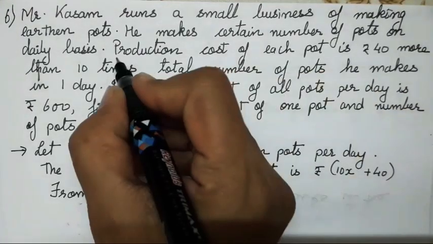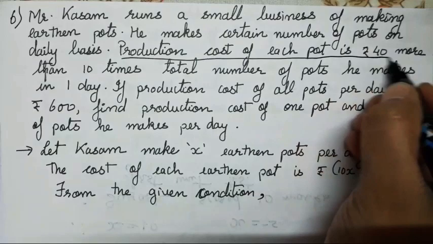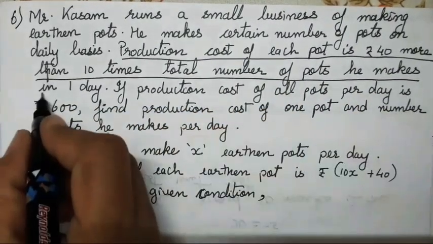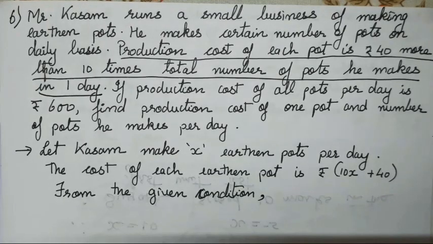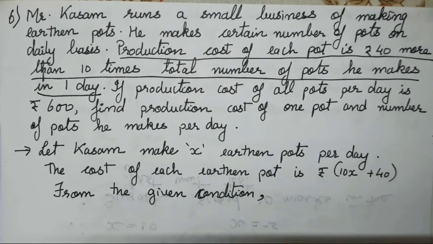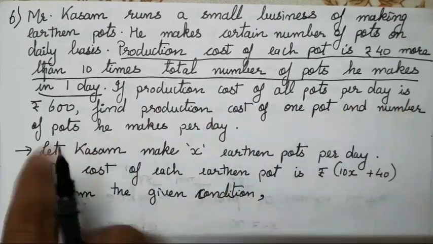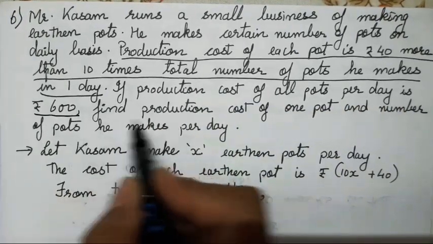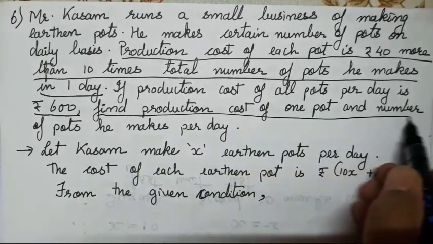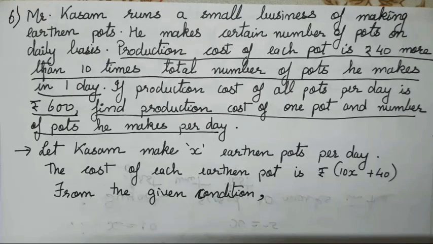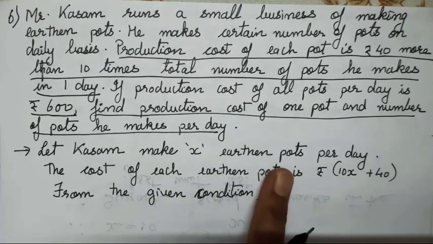So you all have to understand the question. Okay. So more than 10 times the total number of pots he makes in one day. So this is going to make your first equation. If the production cost of all pots per day is rupees 600, find the production cost of one pot and the number of pots he makes per day. So understand the question and then you all have to write the equation.